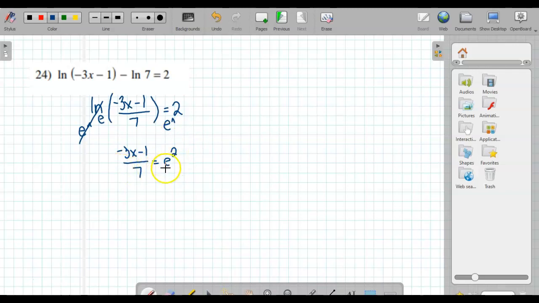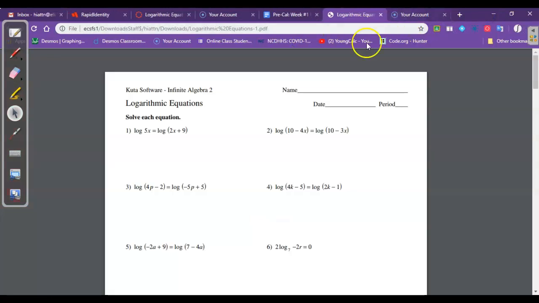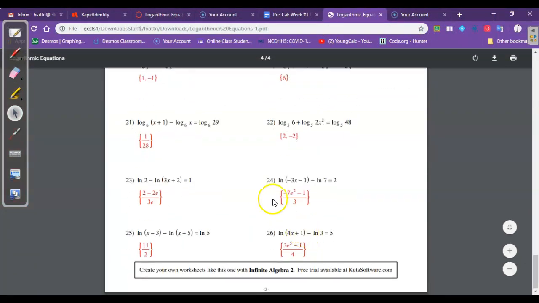So if we're solving this, we are trying to get that x right there by itself. So I would start by multiplying both sides by 7. And so negative 3x minus 1 equals 7e squared. Then, of course, you would have to add 1 to both sides and divide by that negative 3. And let me check to see if I'm correct. Yes, this problem is going to give that as the answer.